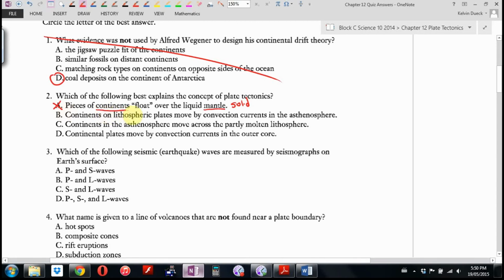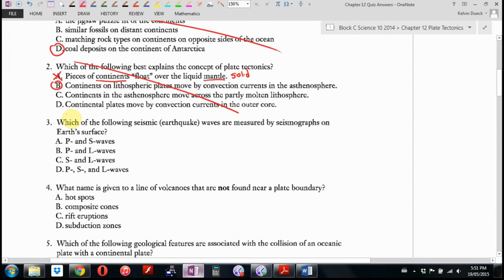Continents on the asthenosphere move across the partly molten lithosphere. Continental plates move by convection currents in the outer core. You know what? These all sound good. Again, I'm not wild about this question. This is what happens when I pick a quiz. The answer key wants me to pick B, but you can cross that question out. I will be clearer on the test.